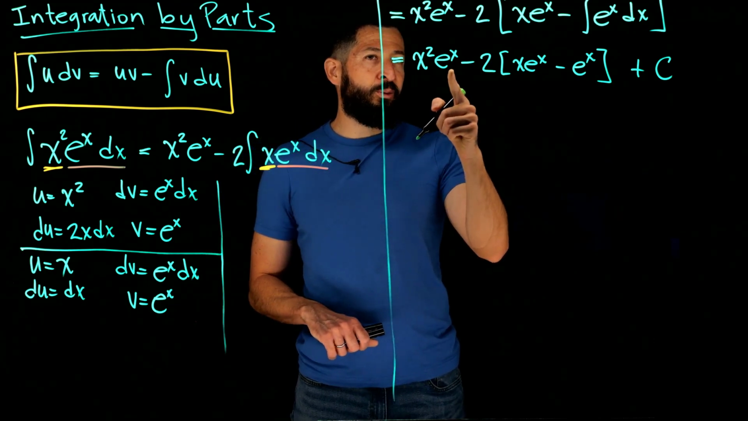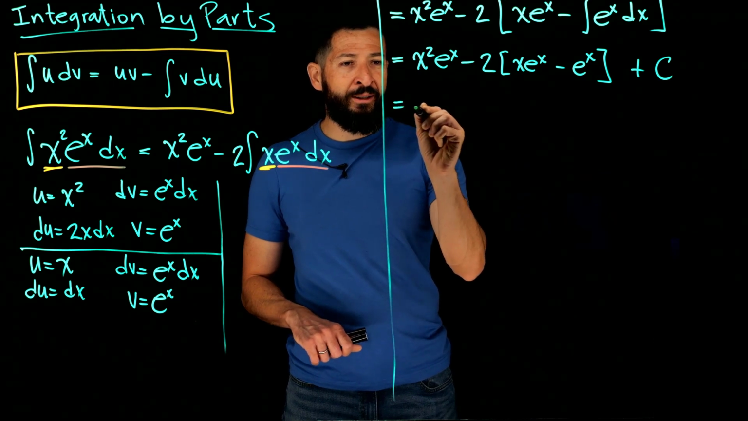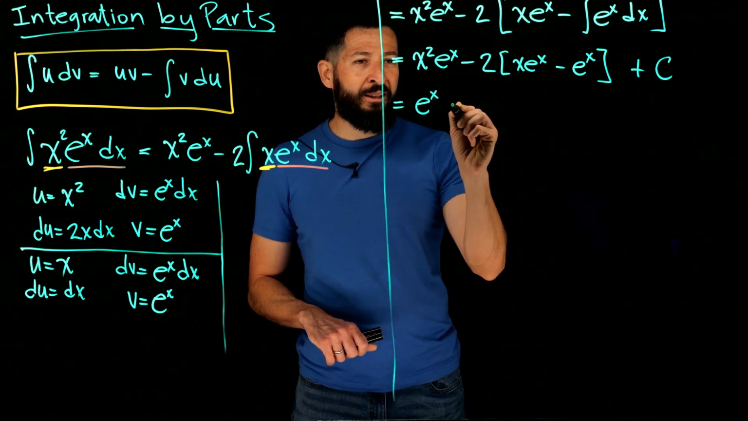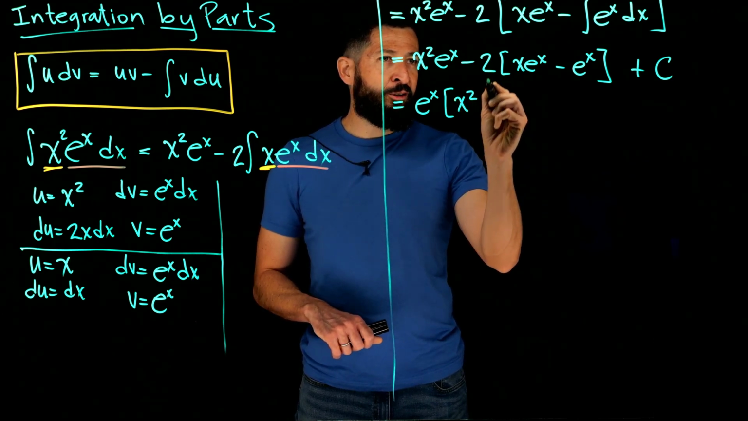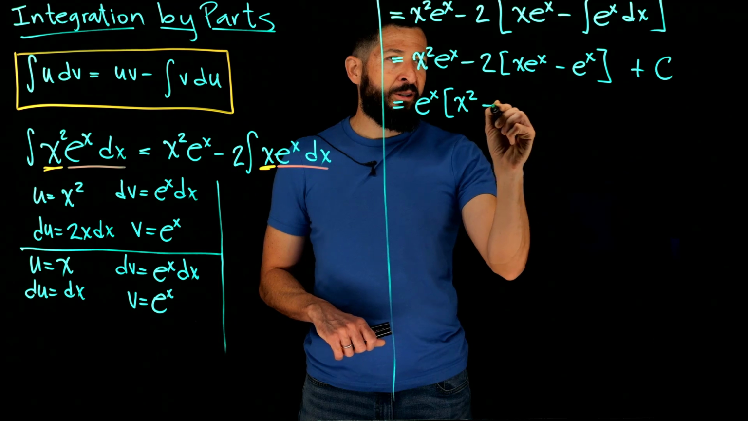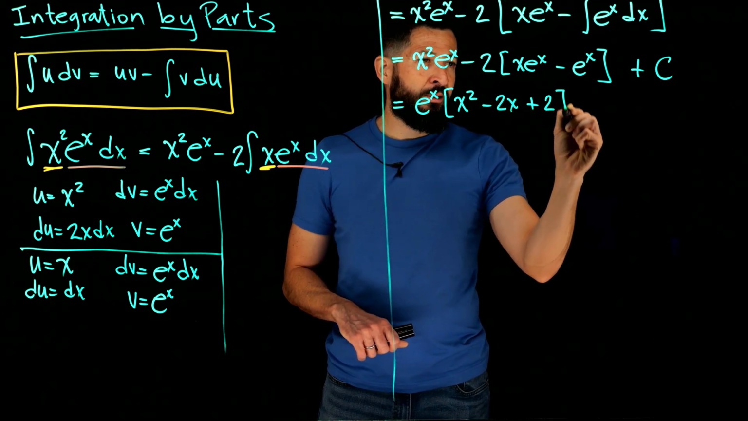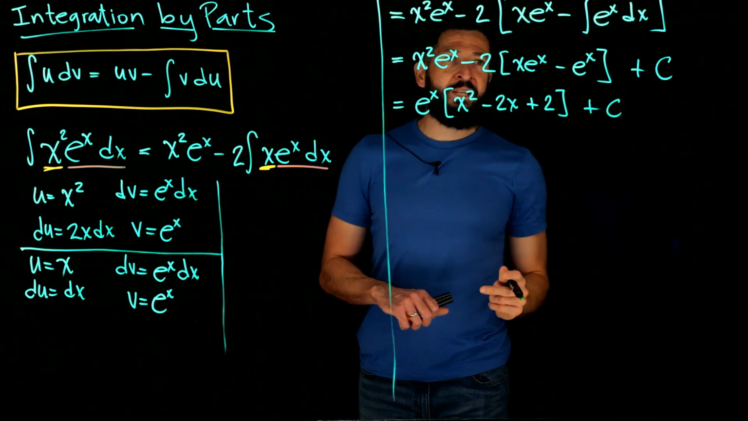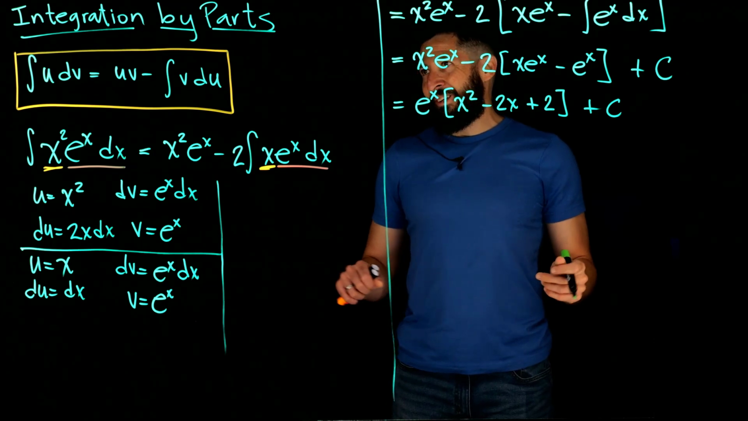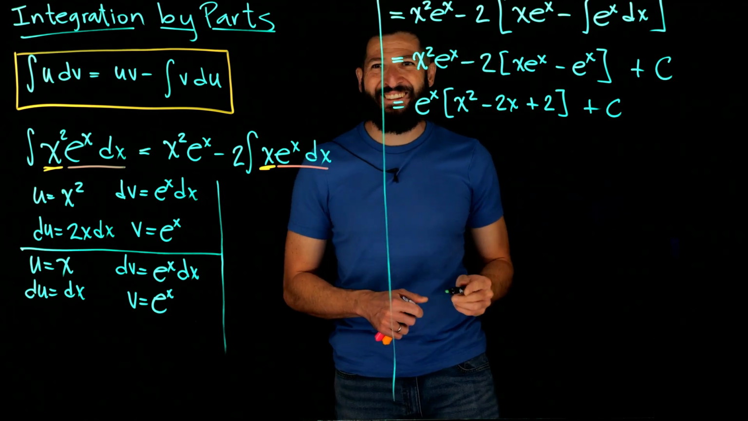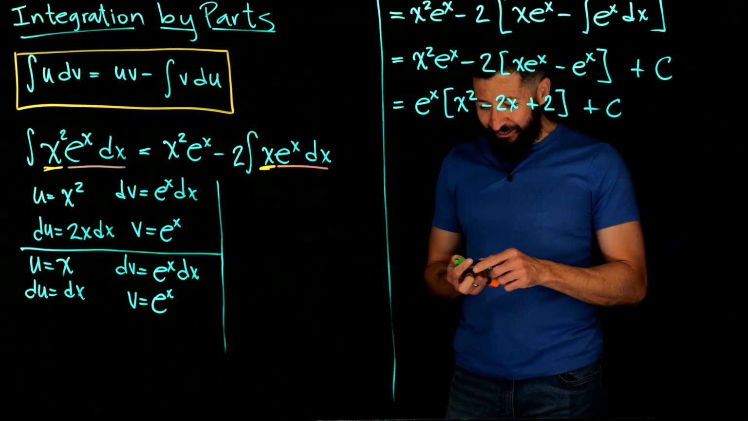Now it's a matter of we can factor out an e to the x from this whole thing, just to reorganize it a little bit. Whenever you have exponentials, it's nice to factor. So x squared minus, let's distribute, 2x minus negative plus 2 plus c, and we get our antiderivative by double integration by parts, if you will. All right, we'll do another example here, and we'll see how that goes.